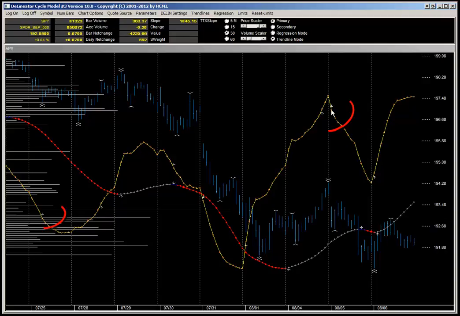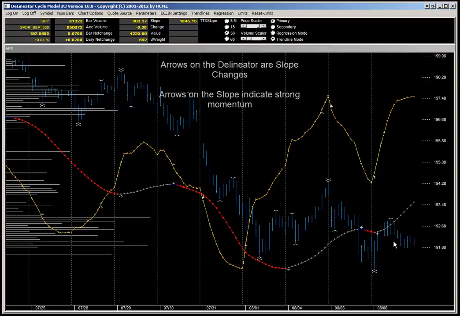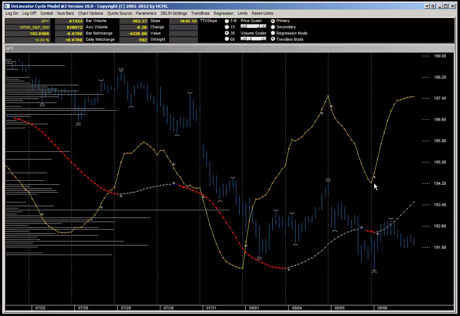These little white arrows indicate when there is strong momentum. These white arrows on the slope graph are there to indicate when there is high momentum. The stronger the momentum in the slope, the more of a pull on price there will be, either up or down. So we've got two sets of arrows. We've got the arrows on the delineator, which are slope changes. We have arrows on the slope line, which indicate when there is strong momentum. We have volume at price on the left, which shows at what price level there is the greatest volume.